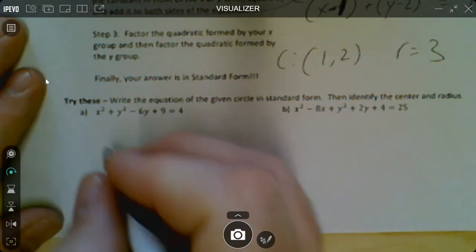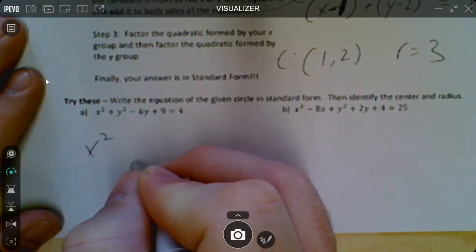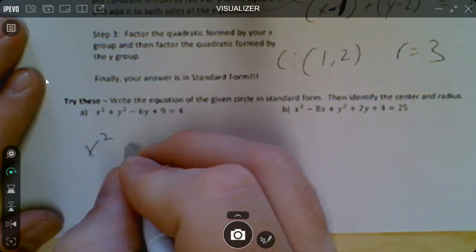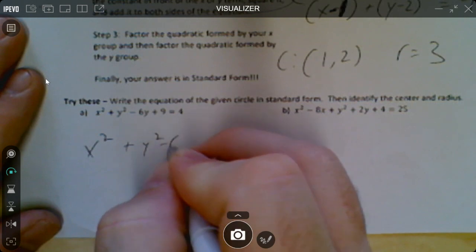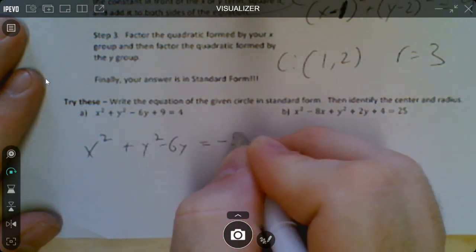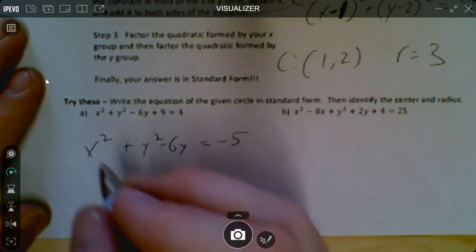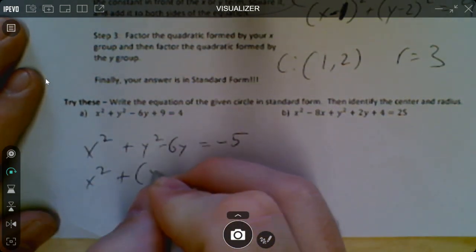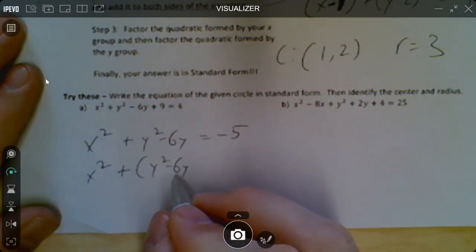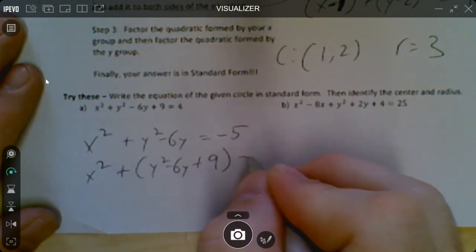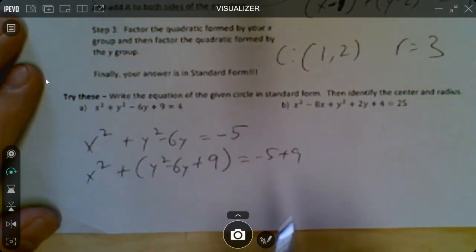So here I go. X squared. There's no y term for this one. So I'm just going to, or there's no x term, I mean. Y squared minus 6y equals negative 5 if I bring that 9 over. So this one's already set. So I'm just going to leave the x squared alone for now. Y squared minus 6y, negative 6 divided by 2 is negative 3. Squared is 9 equals negative 5 plus 9.